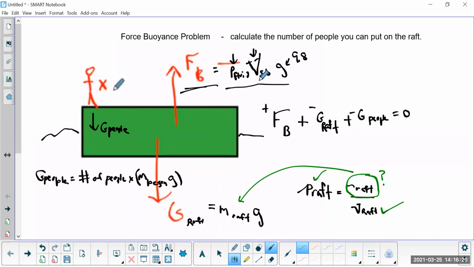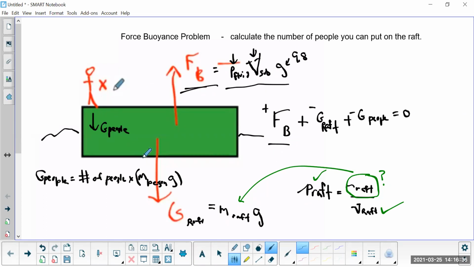They give you the fluid density, and they give you the dimensions of the raft, so you can calculate the volume. So you can calculate the buoyant force, which is essentially the most the water can push up on the raft. So that's this first term in this formula.